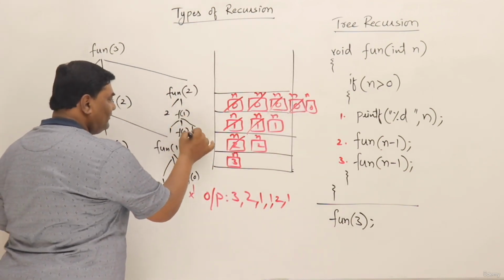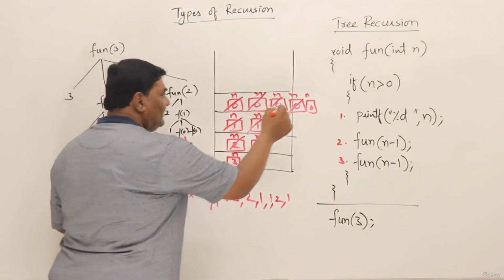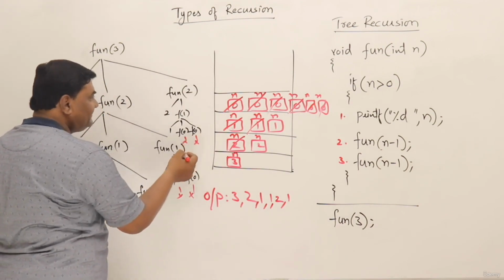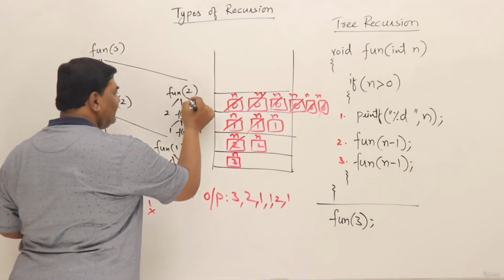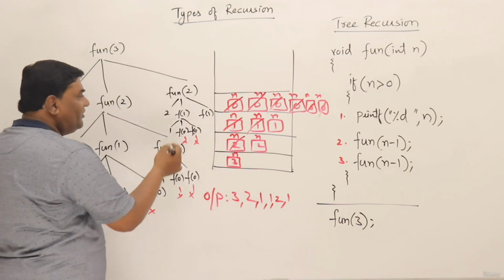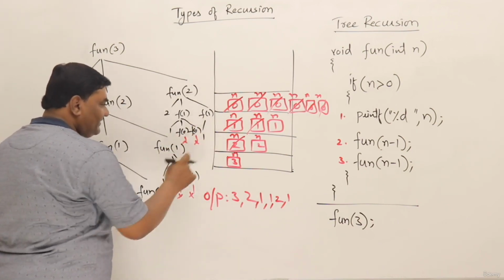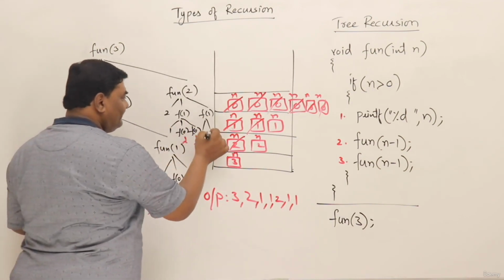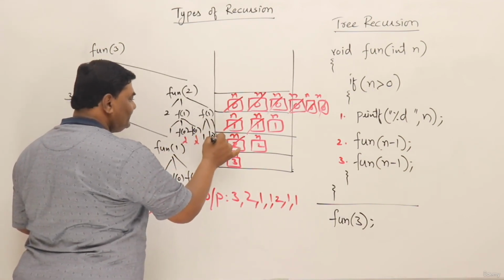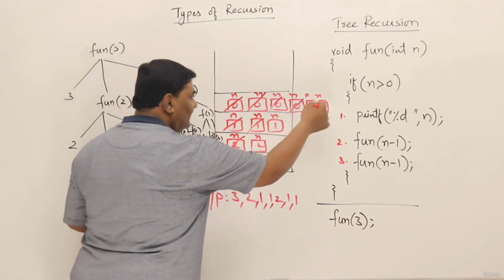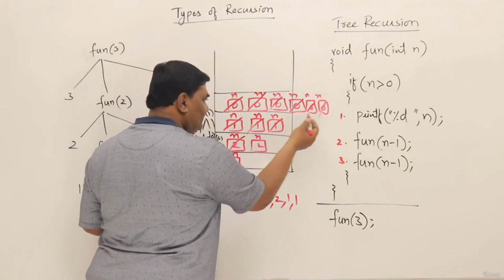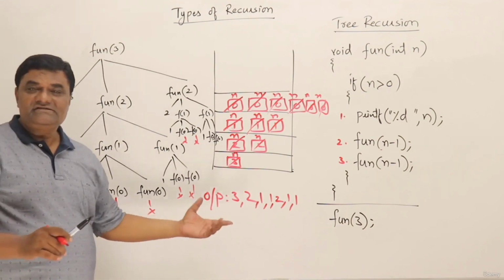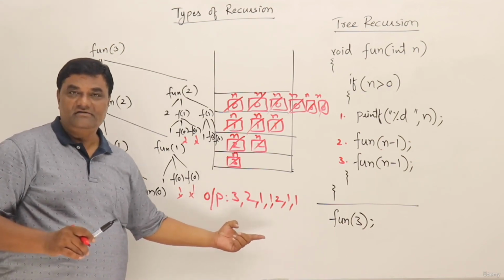And again a call for fun of 0, and this also ends. This also goes back. Here, fun of 1: for this 1 is printed, so output is 1. Then a call for fun of 0, a call for fun of 0, right? So again 2 more activation records, then that also finished, this also finished, and finally 3 also finishes. So this is the output that we get.